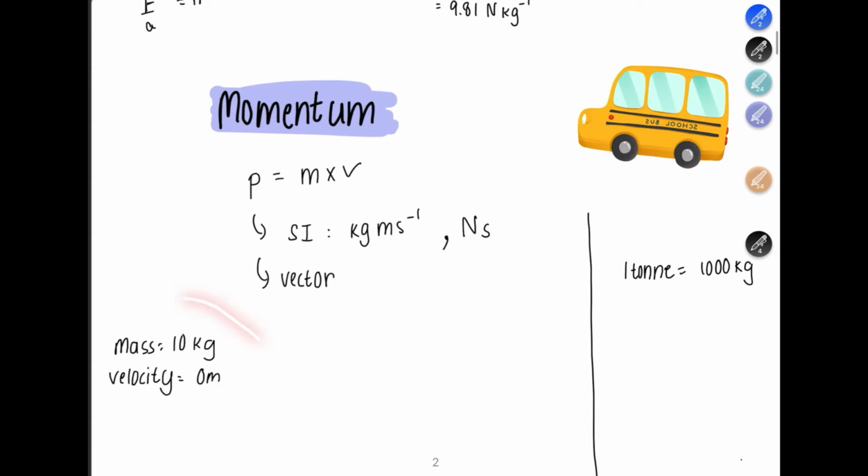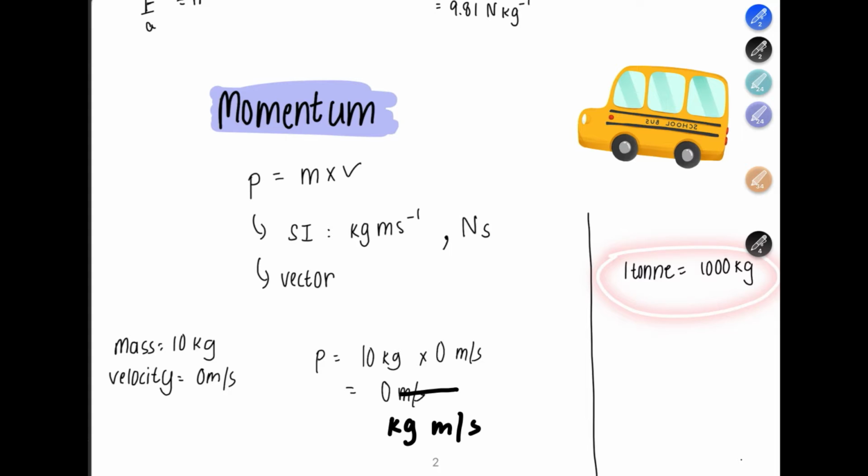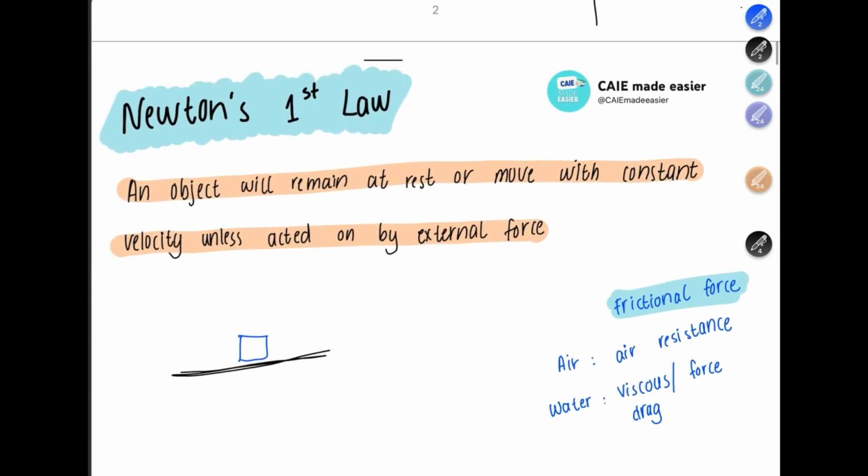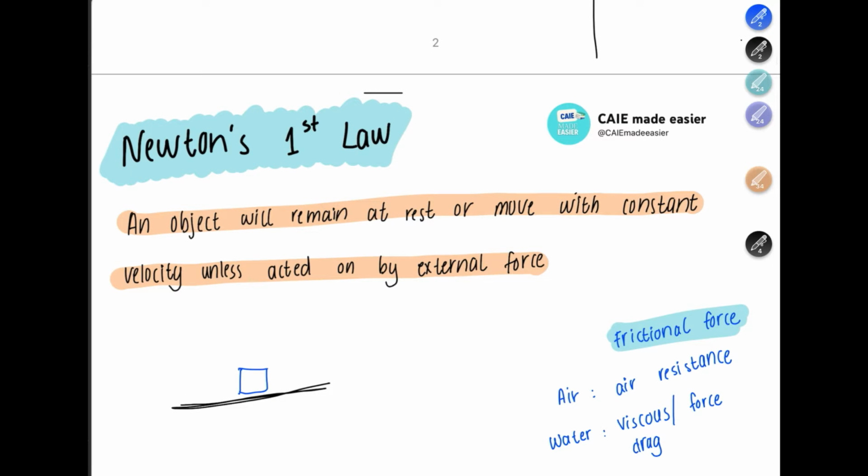For example, in this question, if you're asked to find momentum, momentum is going to be 10 kilograms multiplied by 0 meters per second. So this is zero momentum. If an object is stationary, it has no momentum. Now, sometimes it's a good idea to know this conversion because some questions could have values given in tons. So 1 ton equals 1,000 kilograms. Okay, now let's move on to the laws of Newton.